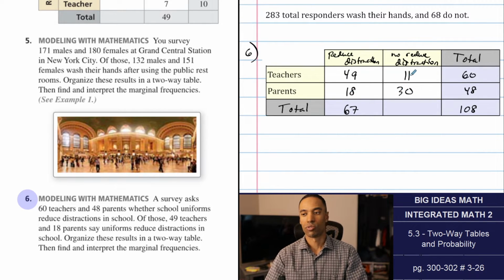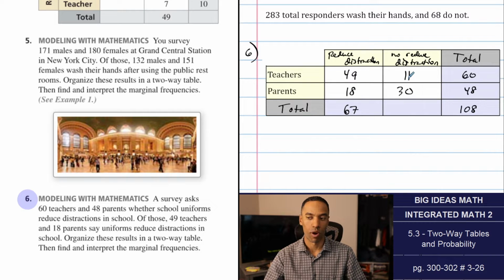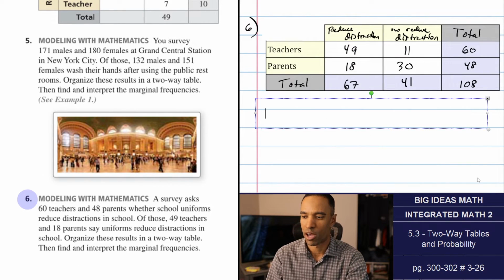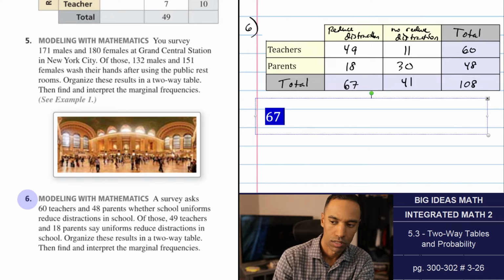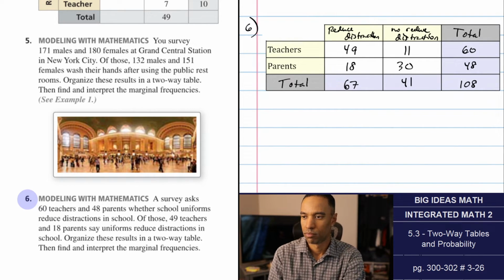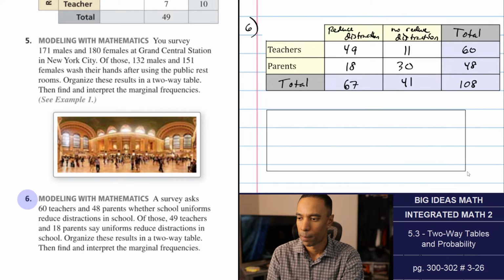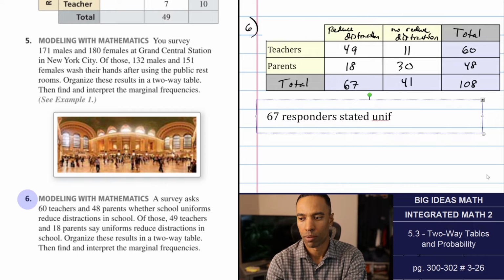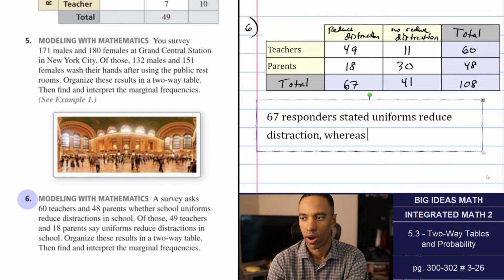And 30 parents. So teachers and parents are on way opposite ends with regard to that. Now it's 41 total. And they do say find and interpret the marginal frequencies. So we already have the totals of those ones here. So we're really talking about these ones. So 67 responders. Hold on, let's do that again. 67 responders stated uniforms reduce distraction, whereas 41 say they do not.